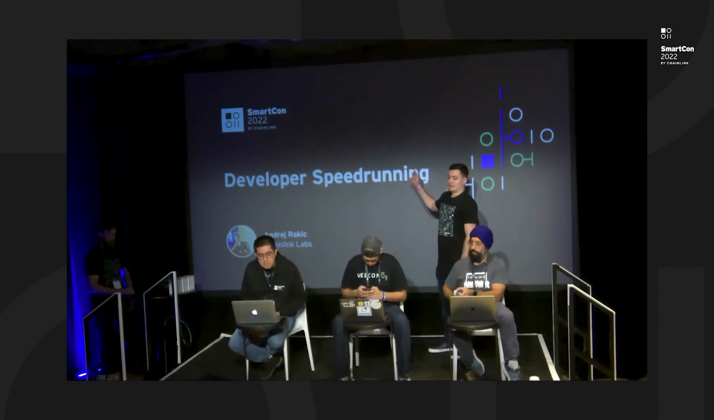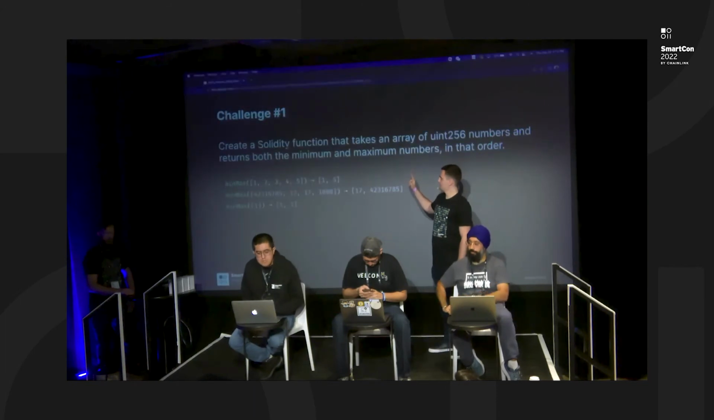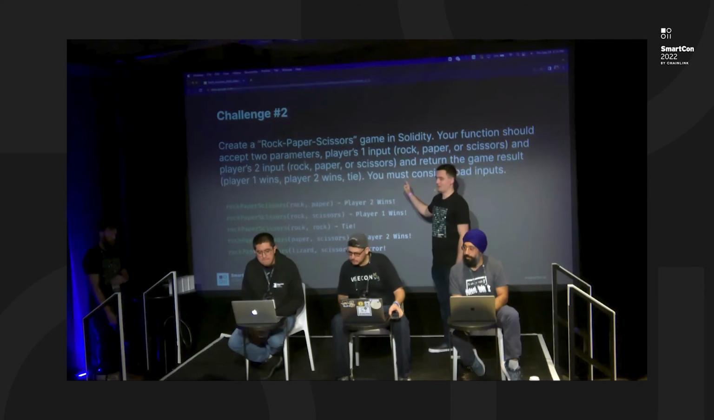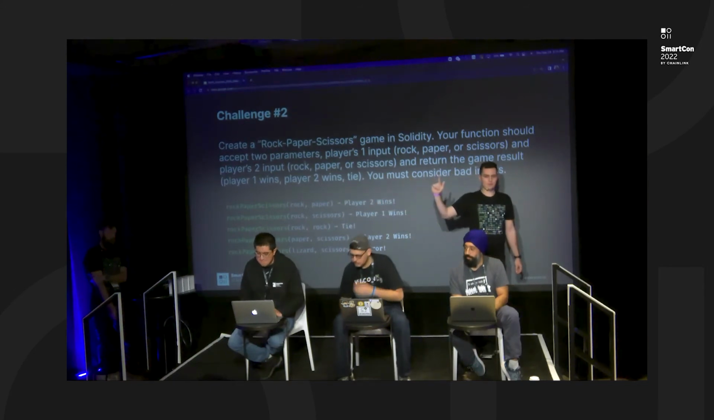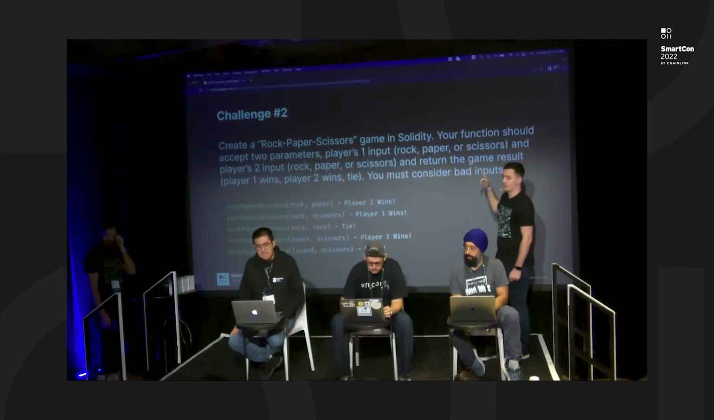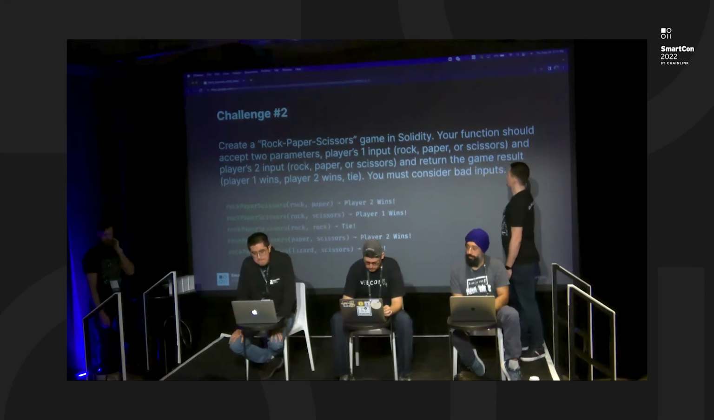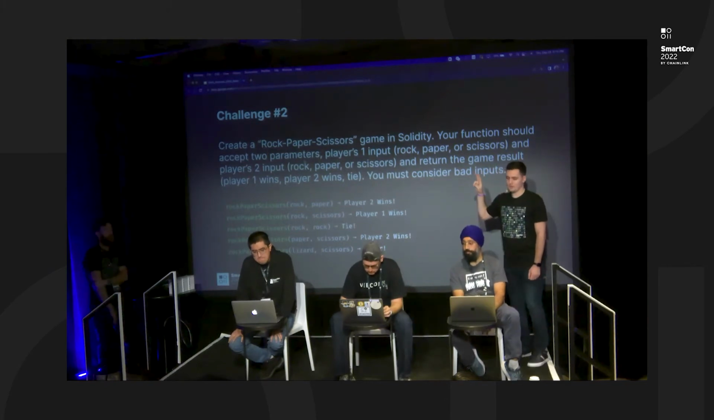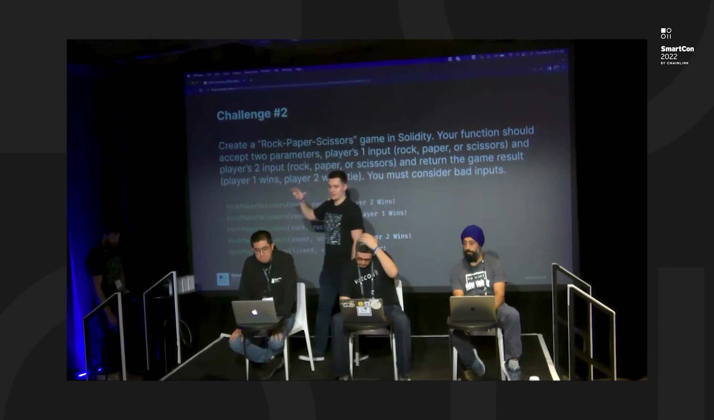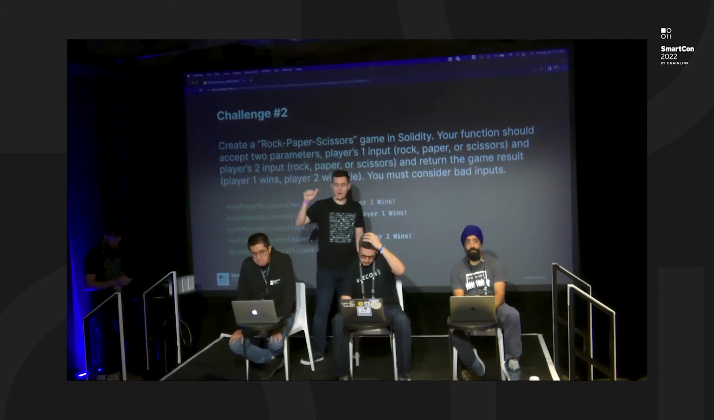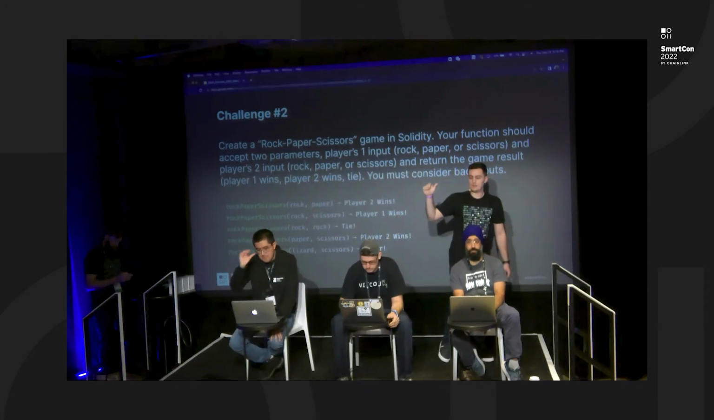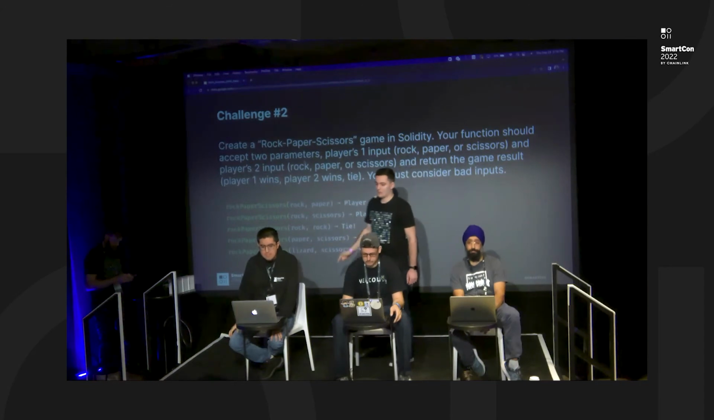Can we see the challenge number 2, please? Okay. Challenge number 2. Create a rock, paper, scissors game in Solidity. Your function should accept 2 parameters: player 1's input, which is rock, paper, or scissors, and player 2's input, which is rock, paper, or scissors, and return the game results: player 1 wins, player 2 wins, tie. You must consider the bad inputs.